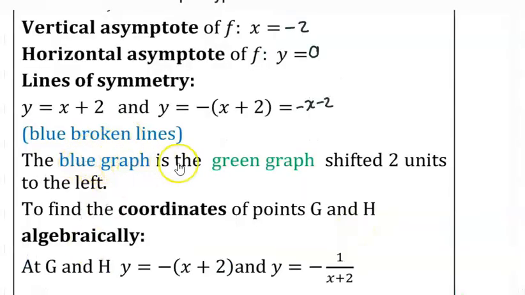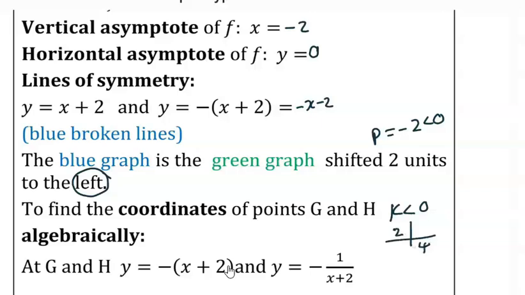In this case, the blue graph is the green graph shifted 2 units to the left because our p, which is equal to minus 2, is negative. That's why it's shifting to the left. The coordinates of G and H we can solve. G and H lie on y equal to minus x plus 2 because our k is negative. K is negative, therefore we land in the second and the fourth quadrants. That's where my graph will be. So that's why I take the negative slope.